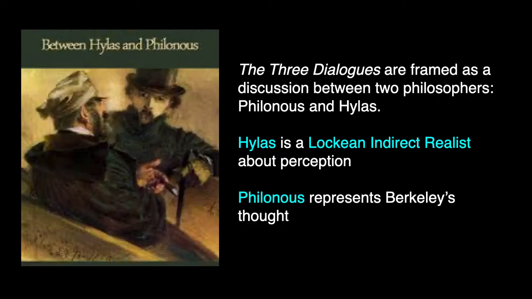The three dialogues are framed as a discussion between two philosophers, Philonous and Hylas. Hylas is a Lockean indirect realist about perception. Philonous represents Berkeley's thought.